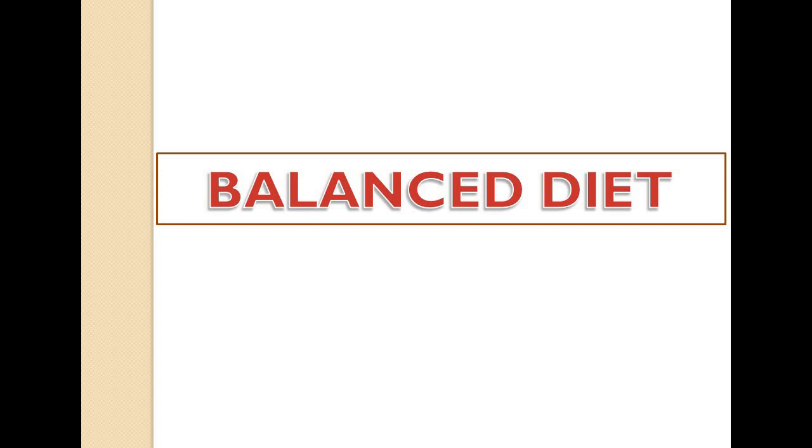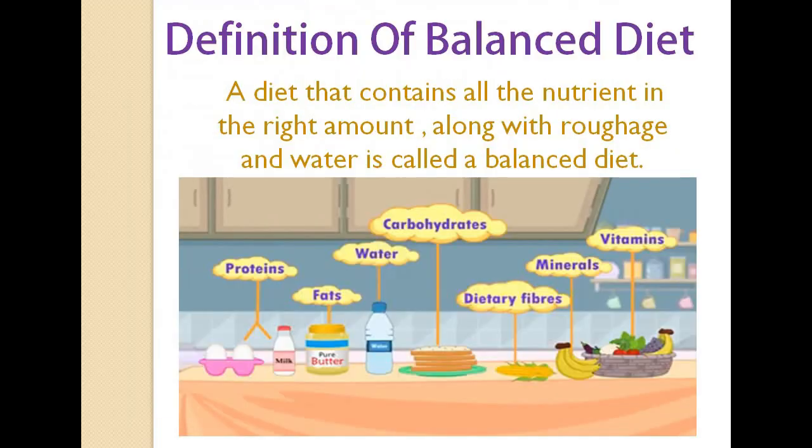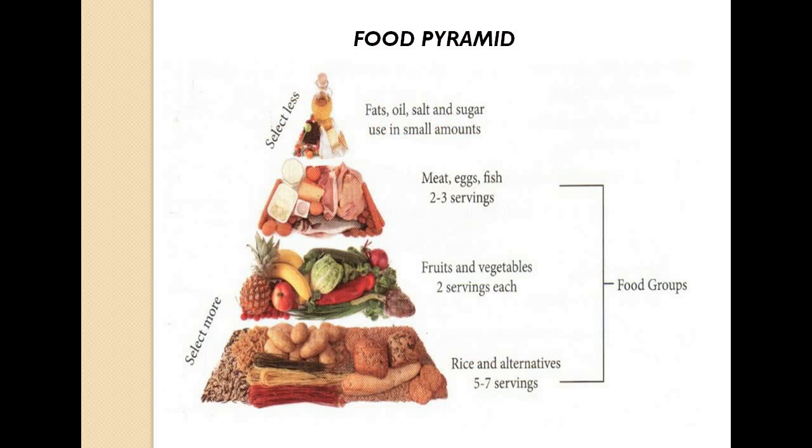So first of all, we would like to tell you the definition of balanced diet. Diet means bhojan, balanced means santulit, means a diet that contains all the nutrients in the right amount along with roughage and water is called a balanced diet. It means it includes all the components but in right proportion. See, this is the food pyramid.